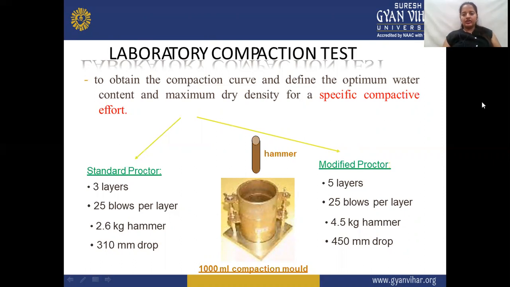And the modified Proctor test is an advanced form of the Proctor test where optimum compaction can be achieved. Here the soil is filled in 5 layers, and again each layer undergoes 25 blows, spread all throughout the soil. The hammer used is a 4.5 kg hammer, and the drop is higher than the standard Proctor test, which is 450 mm.